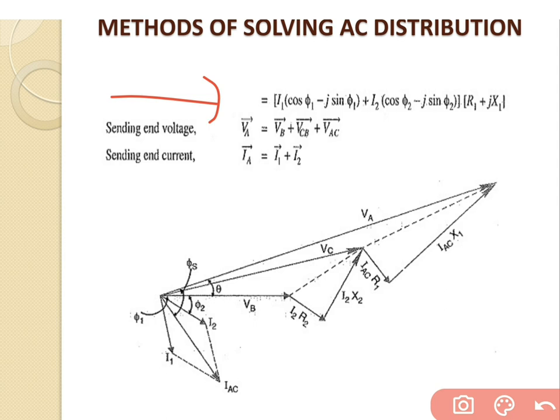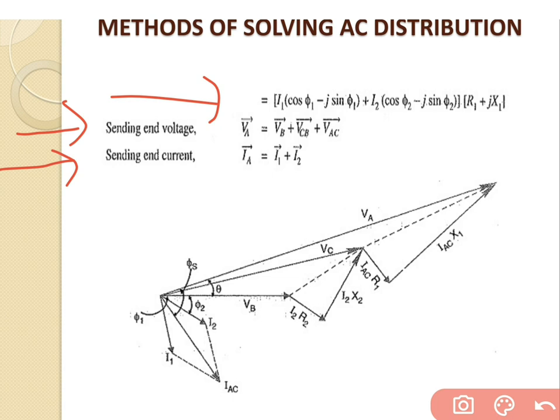Same way, go for the sending end voltage. So sending end voltage, that is VA, is equal to VB plus VCB plus VAC. This is the equation for the sending end voltage, and sending end current, that is IA, is equal to I1 plus I2. So the maximum current flows in the AC section, at the A side. Sending end current is equal to I1 plus I2. Now we are going for the phasor diagram.